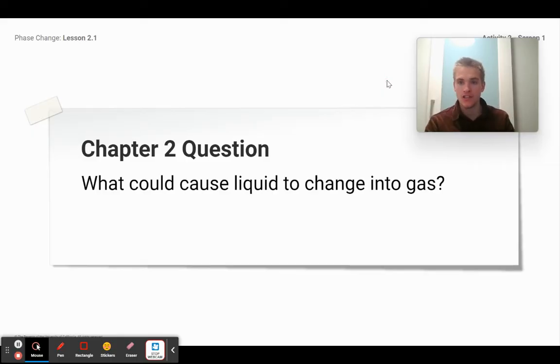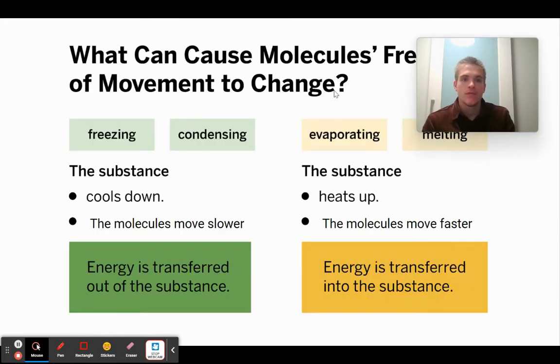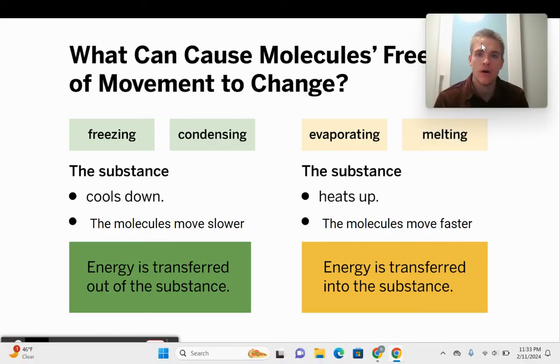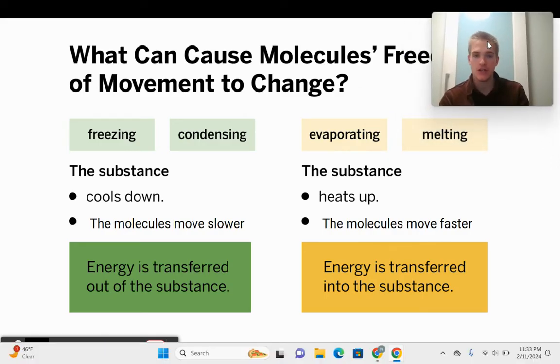Today we are looking at freedom of movement and phase changes. The question for this chapter is, what could cause a liquid to change into gas? The answer is energy. What can cause molecules' freedom of movement to change? It's energy being transferred in and out of the system.